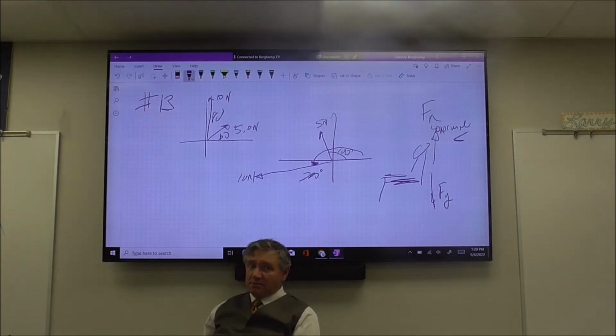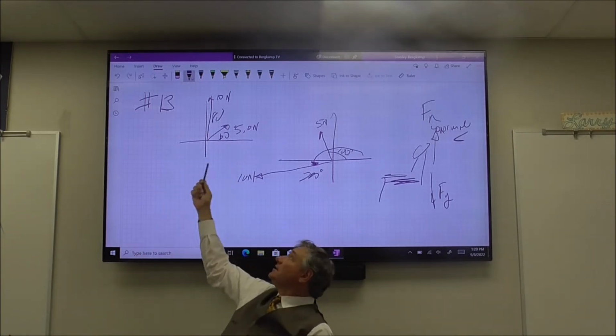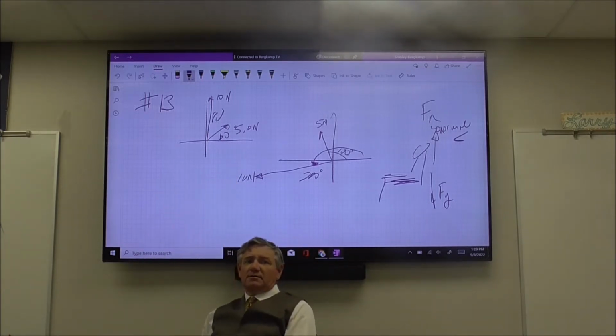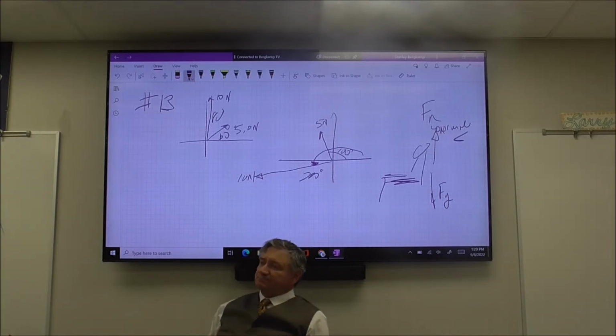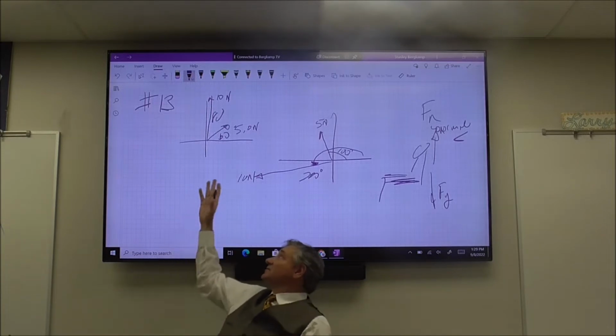Somewhere between 80 and 60 degrees. Closer to 80, closer to 60? Closer to 80. Why? Because it has more force. That has more force. So that's the advantage of this.